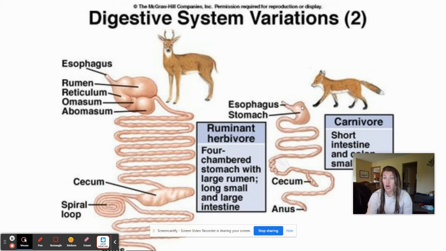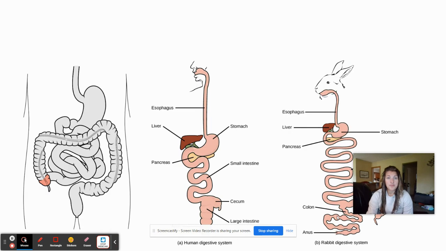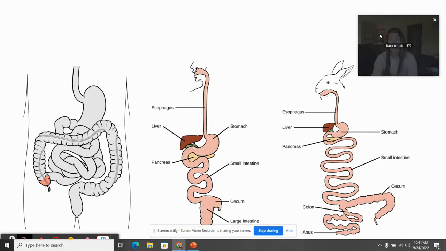Here we have a carnivore. So we have our fox, we have the stomach, small intestine, and then its cecum compared to the rest of its digestive system is pretty small. It still has a little bit of a cecum, but not a very large one at all. So if we compare us, so this is our digestive system, to a rabbit. A rabbit obviously is much more of an herbivore than we are.